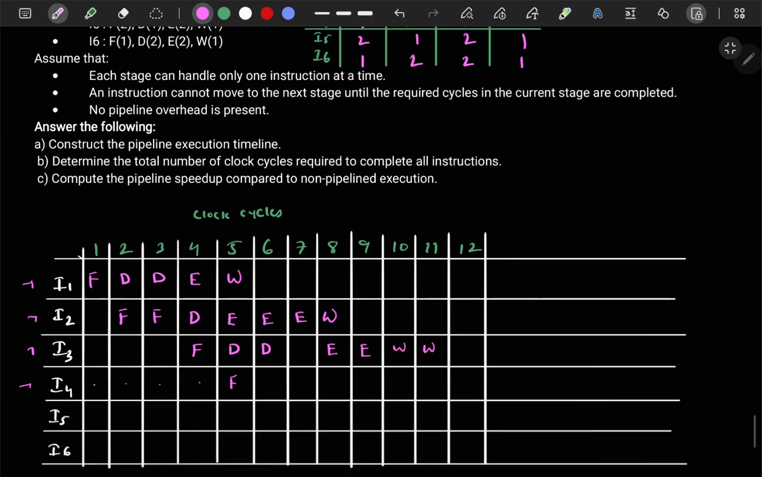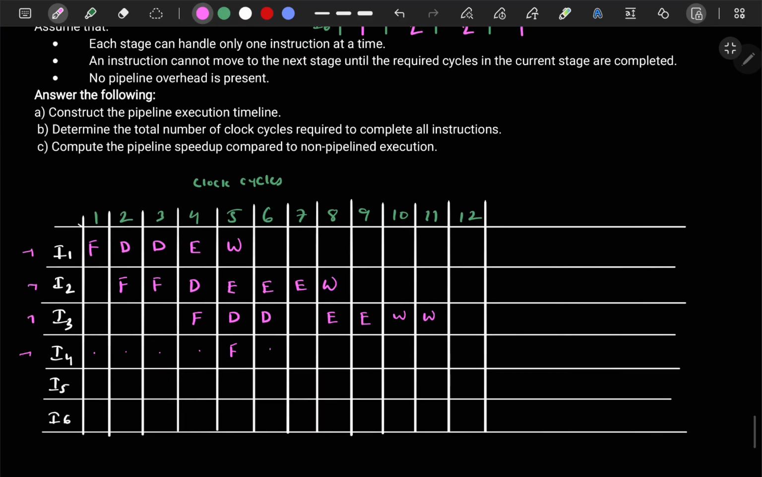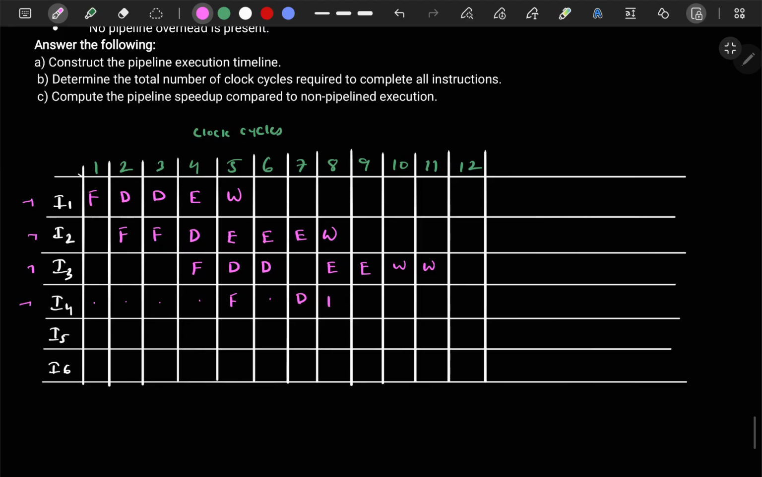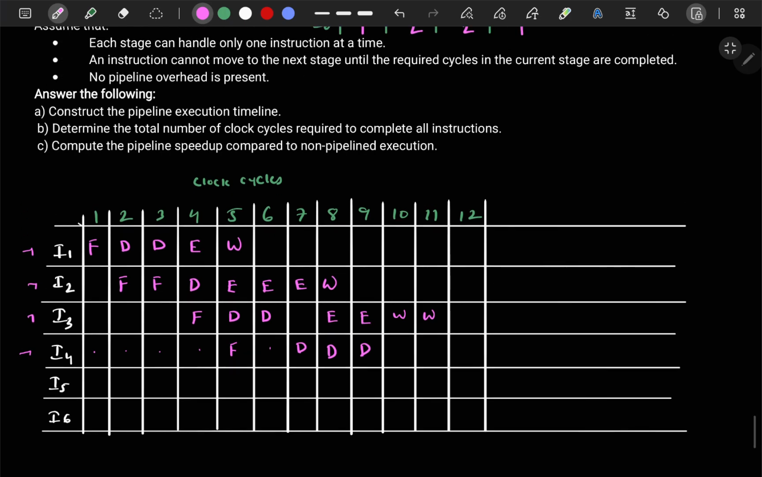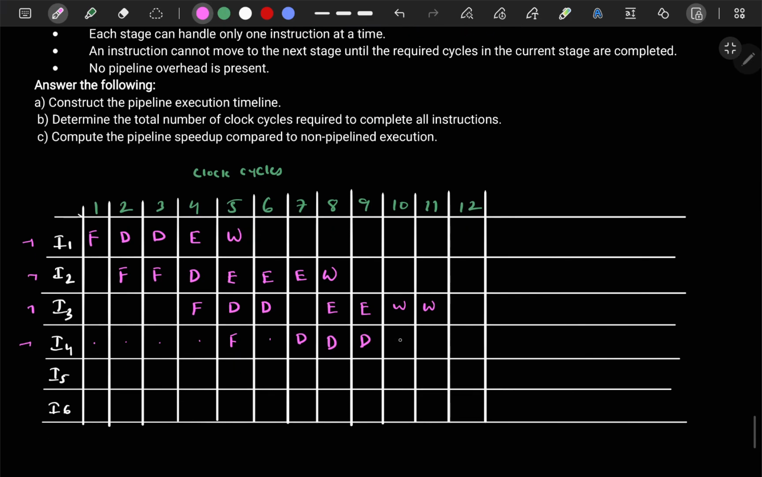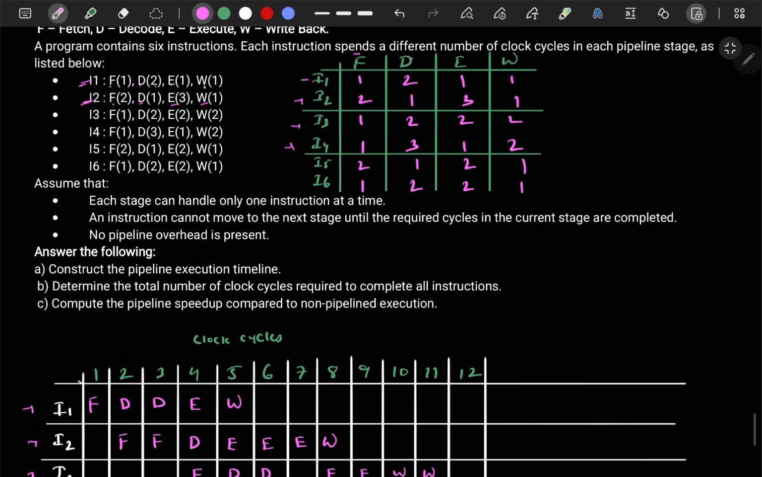Now I4 decode. Can I start decode from this phase? No, I3 is utilizing that decode phase. So you have to start from this phase. How many clock cycles is it taking? 3 clock cycles, so write it 3 times. So I4 is performing decoding at the 7, 8, 9 clock cycles. For execution it is taking 1 clock cycle, so you can start execution at the 10th clock.